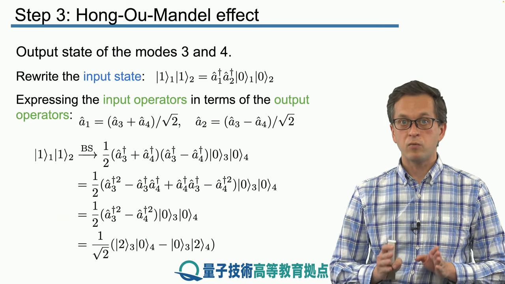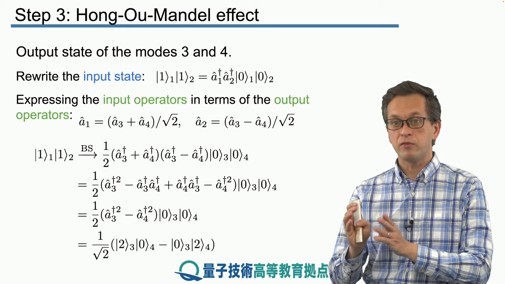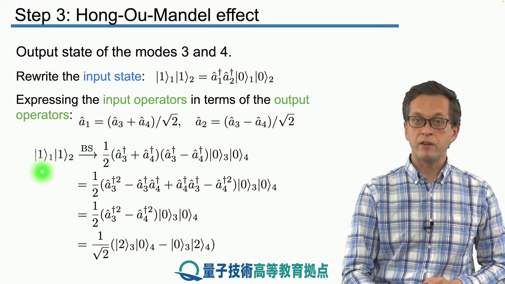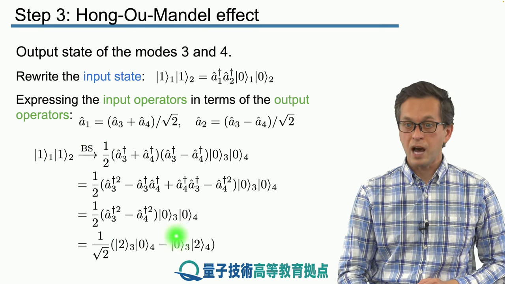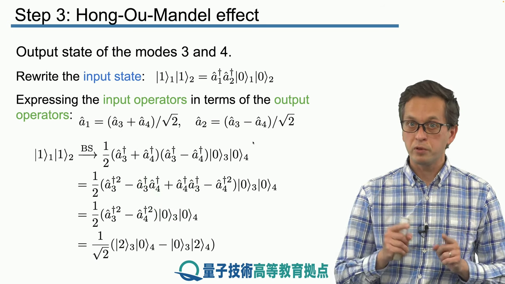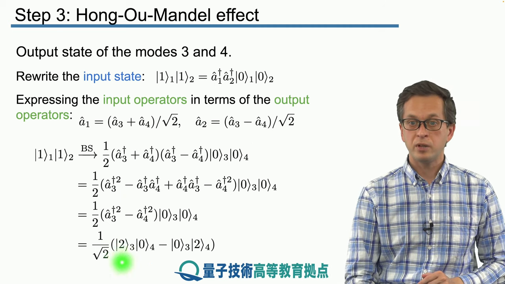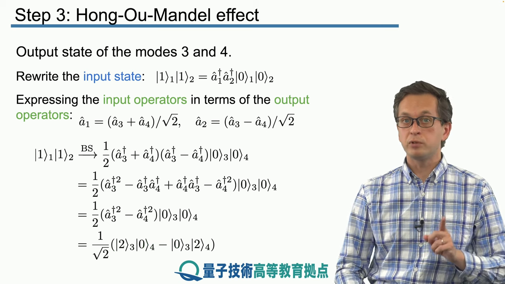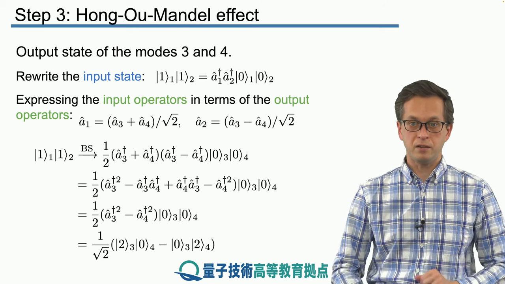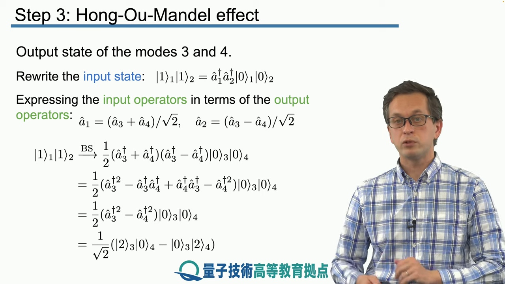And here we can see why we can only get detections in D3 or detections in D4. Because after the application of the beam splitter, when the two photons arrive at the same time, the amplitudes for the possibility where both of the photons are reflected or both of them are transmitted cancel. We don't have any term in here that would contain one photon in mode 3 and one photon in mode 4. Those possibilities cancel. They destructively interfere. And this is the output. We always get two photons in mode 3 or we get two photons in mode 4.